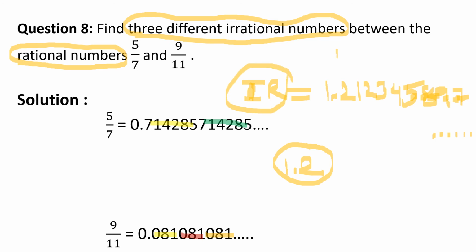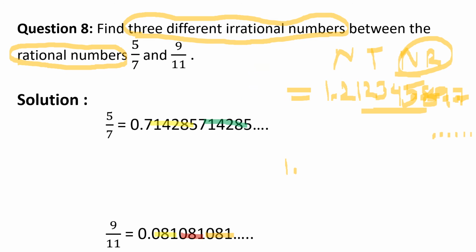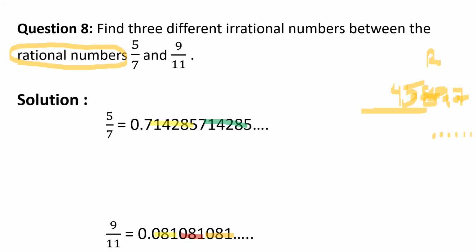That means it should be non-terminating, non-recurring. So this is not terminating clearly, and it is also non-recurring. Why? Because I am just taking random numbers. No sequence is being followed here, right? So this is non-recurring also. So in the same way we are going to find irrational numbers between these two given numbers.